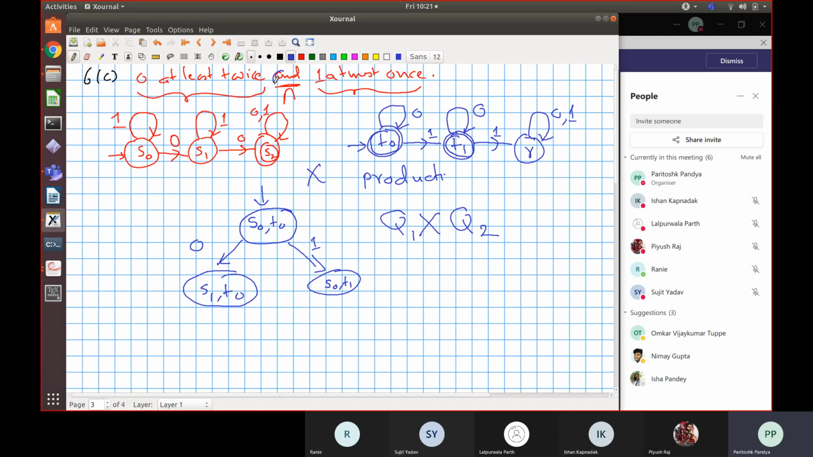If I had an OR here, what would you have done? At least 0 occurs at least twice, or 1 occurs at most once. Any suggestion if in place of AND we had an OR? So I should not write there because... OR of above two properties.